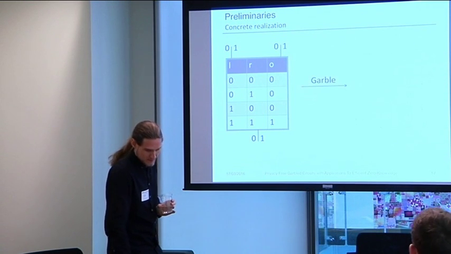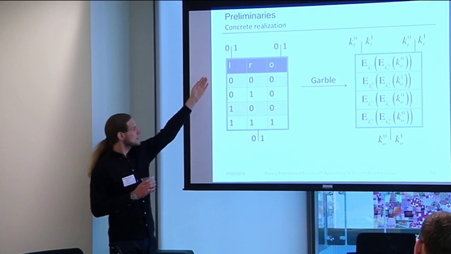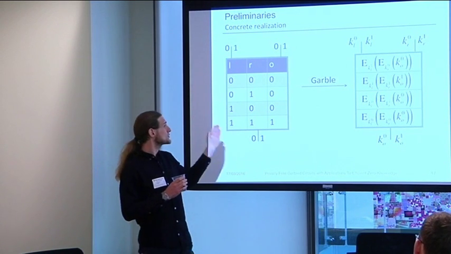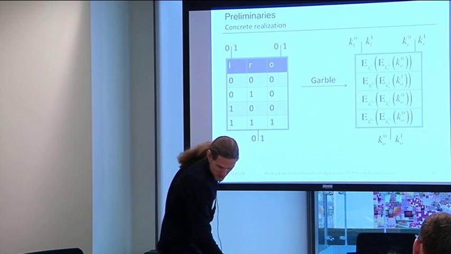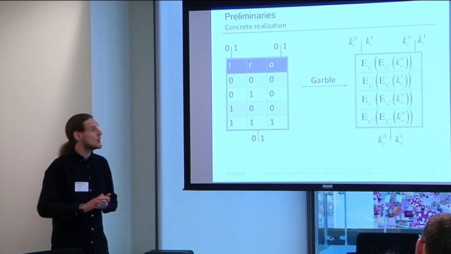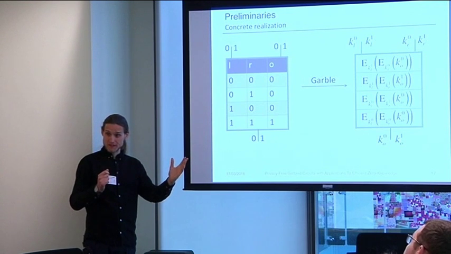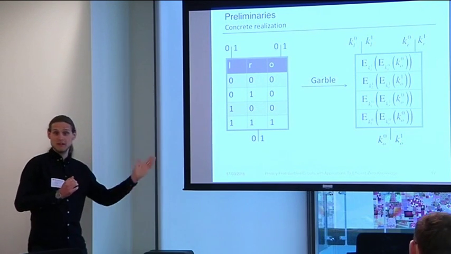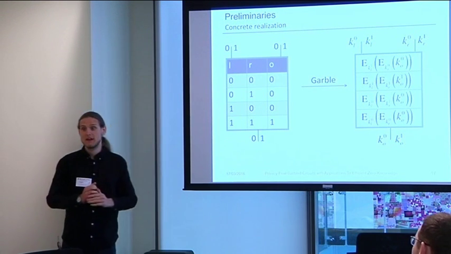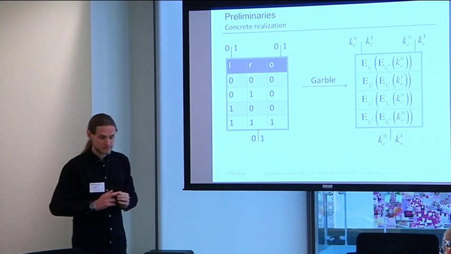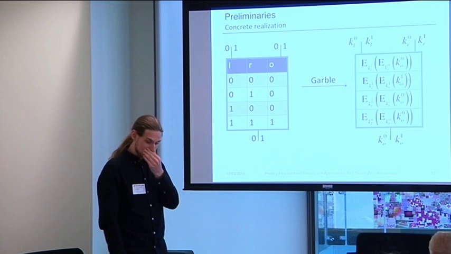So a garbled gate contains more or less the same, except that it's not bits that come in, it's keys. And the truth table is replaced by an encryption table, where the encryption is a double encryption, which encrypts an output key under first the right input key and then under the left input key. So this basically means if I only have one key on each wire, then I can decrypt exactly one entry in this table and learn the output key in correspondence with the semantic of this gate. So that's all nice and good.